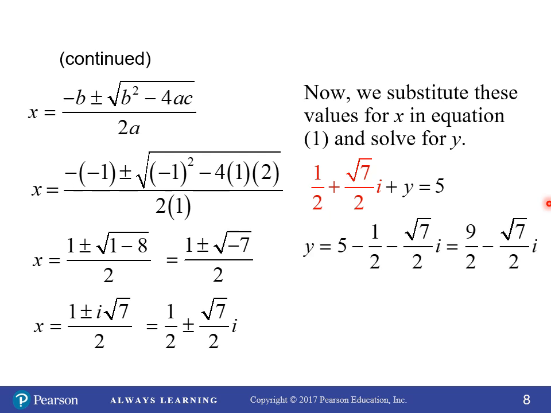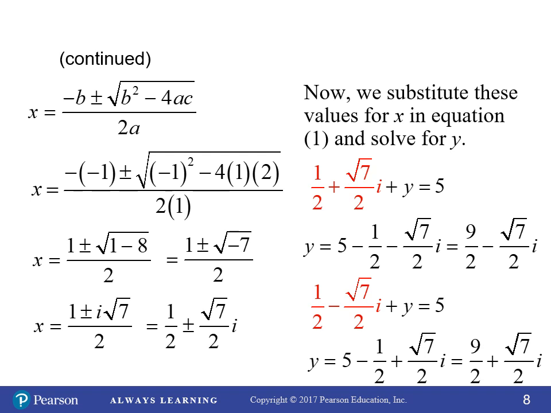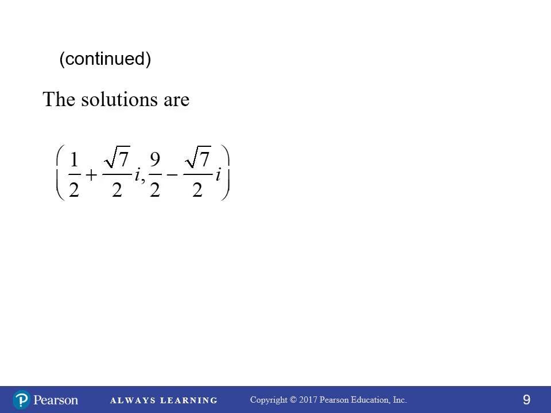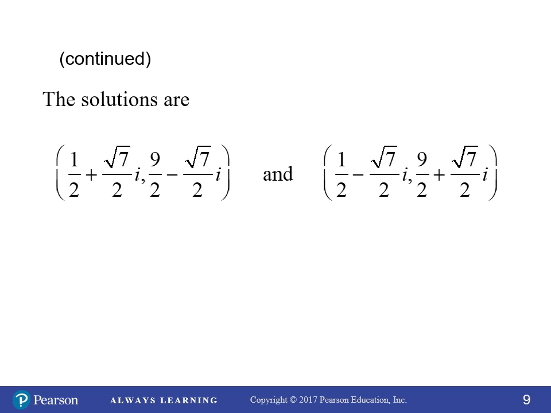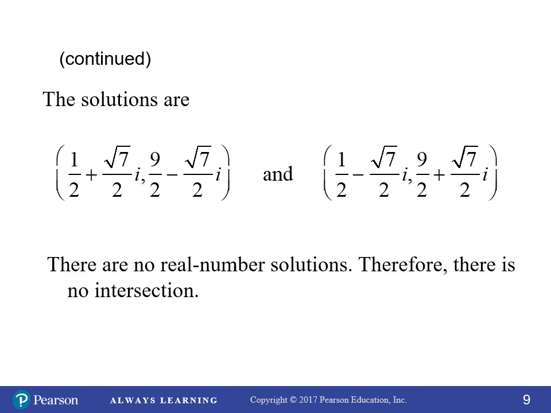When we do that, we see that we get this equation for our y, 9 over 2 minus rad 7 over 2i. Okay, since both of these are imaginary, we don't have a real number solution. Which means, since there's no real number solutions, there is no intersection. So these do not intersect. If you were to actually graph this parabola and this line, you would see that the line does not pass through the parabola.